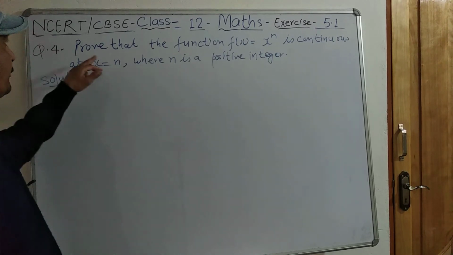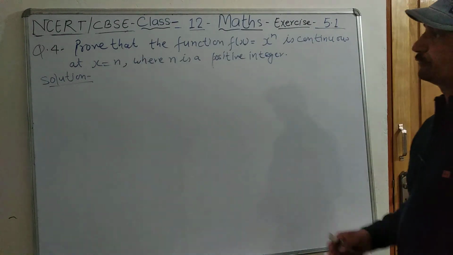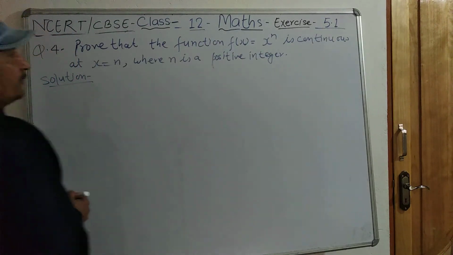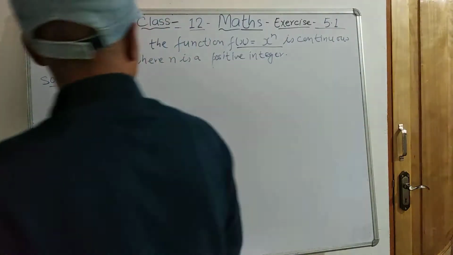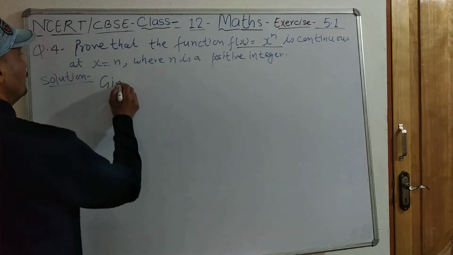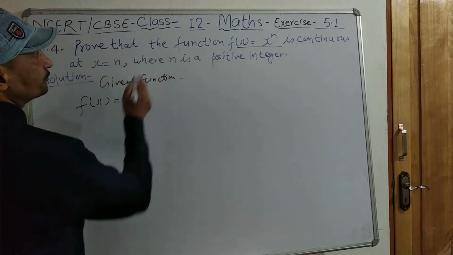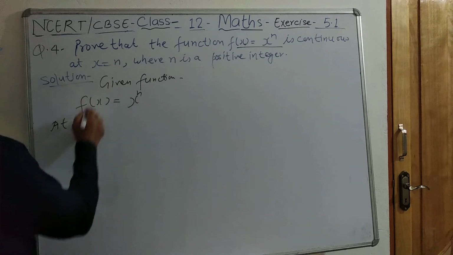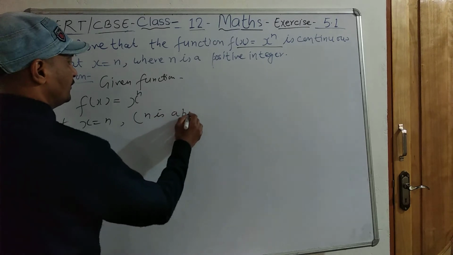Now question number 4 is, prove that the function f x is equal to x to the power n is continuous at x is equal to n, where n is a positive integer. The function is given as f x is equal to x to the power n, and we have to prove this at the point x is equal to n, where n is a positive integer.